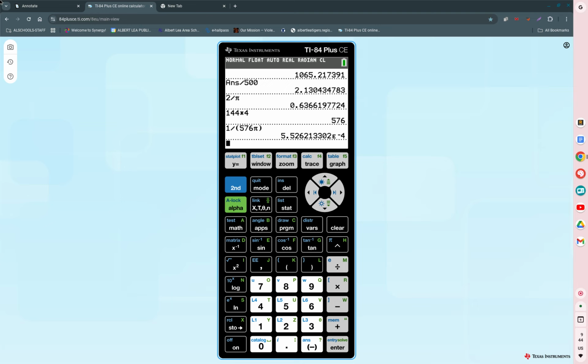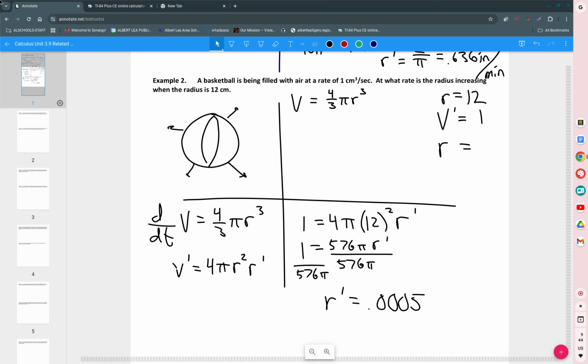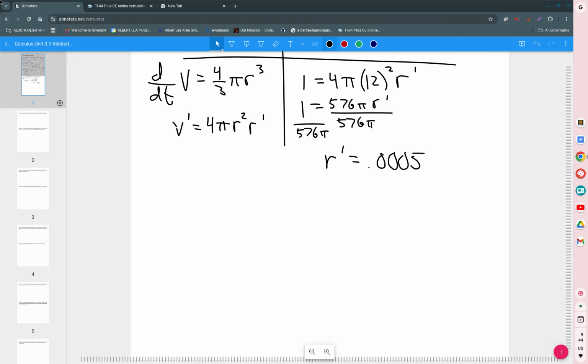Wow, it's a really small number, isn't it? So that's e to the negative 4, which means you have 3 zeros in front of that 5. So 0.0005 centimeters per second. Okay. Not too bad.